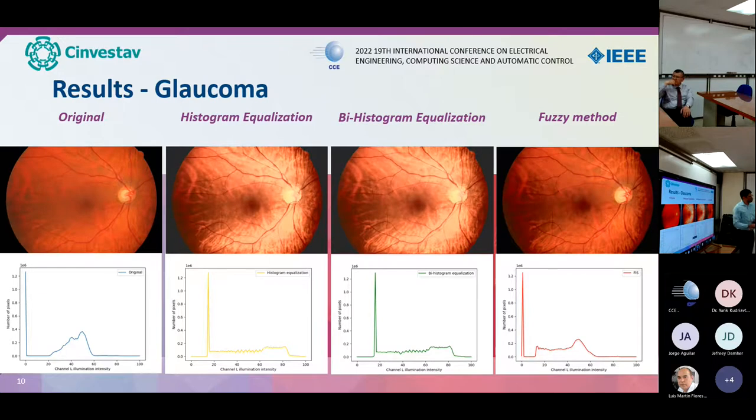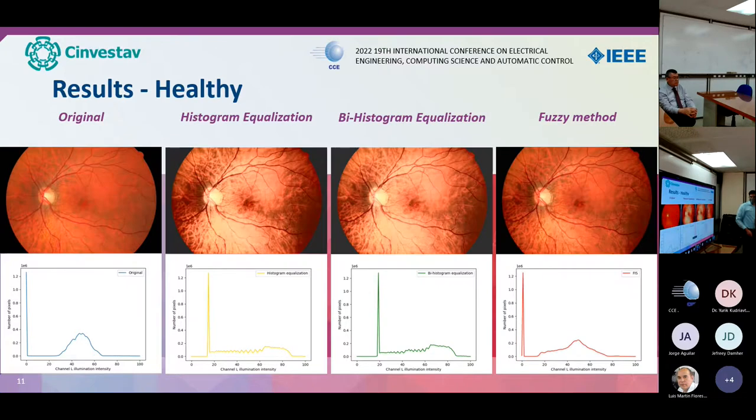For glaucoma it is the same case. For the image with glaucoma, we have very bright parts of the image with histogram equalization. But our method just improves the contrast without making brighter parts in images. And here are the histograms. And for healthy images, we have the same case.